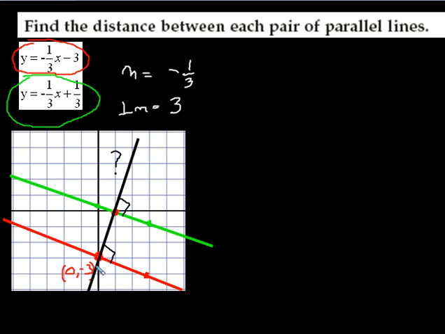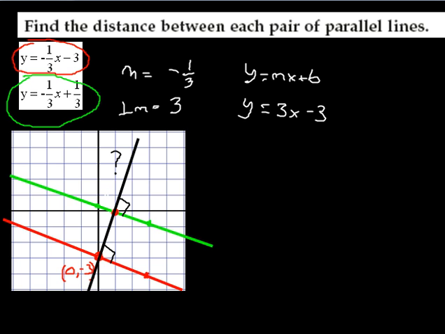Well, I have a point and I have a slope up here to work with, 3. So why not use slope-intercept form? We know that to be y equals mx plus b. The slope is 3, and I already know this has a y-intercept of -3. So y equals 3x minus 3. And then what I need to do next is determine the coordinates of this point right here.